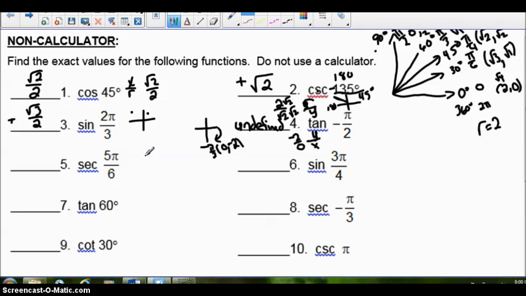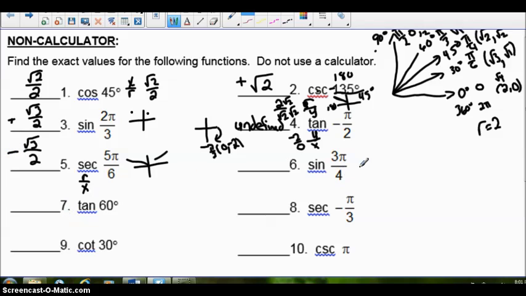All right, secant of 5 pi over 6. Again, not in that quadrant, but it's referenced by pi over 6. Secant is the ratio of r over x, so that would be 2 over the square root of 3, but we have to check what quadrant 5 pi over 6 is in. Pi over 6 is here, so 5 pi over 6 is over here in the second quadrant, where secant is negative.